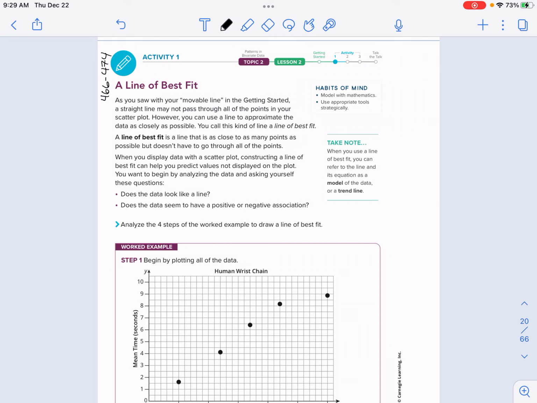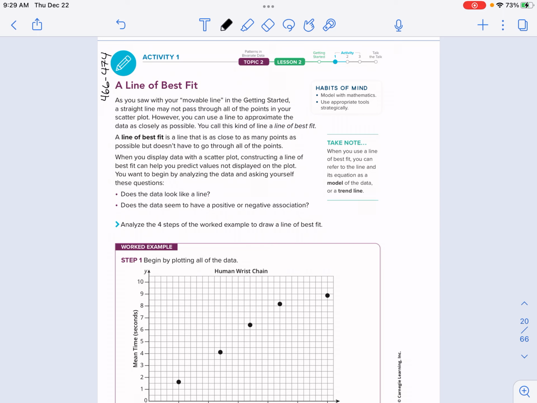All right, we're starting on page 466. We're working on line of best fit. So we're going to be going through activity 1, 2, and 3, skipping some parts, but for the most part, this beginning part is just kind of like an introduction or a worked example.